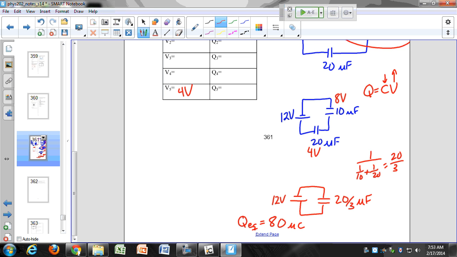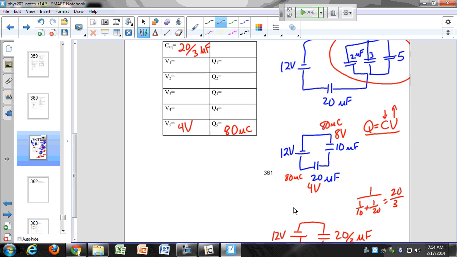And then you know that both of these have 80 microcoulombs and 80 microcoulombs. And now that you know Q, you can work backwards and find V, right? By this Q equals CV relationship. So that also gives us Q5, 80 microcoulombs. All right, try to find the others. I'll give you a bit.